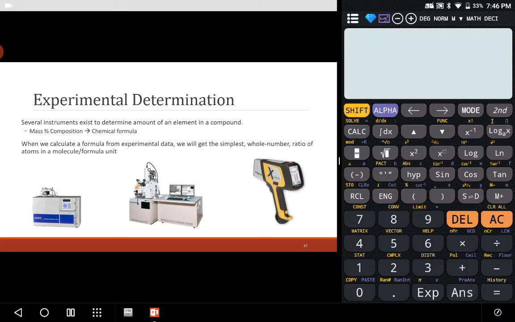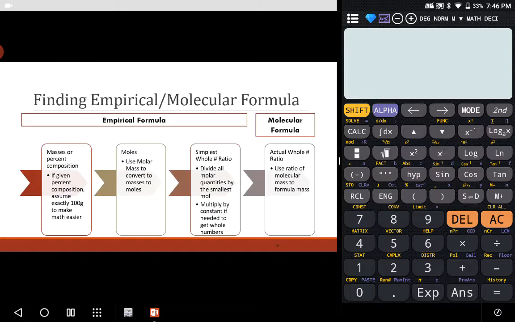From that, we have to backwards calculate what the empirical formula is of the substance that we were analyzing. So in this video, we will learn how to take our mass percent composition or masses, turn that into moles, find the lowest whole number ratio of the elements, and that will give us our empirical formula. In a later video, we will learn how to take our empirical formula and turn it into a molecular formula if we have a molecular compound and we know the molar mass of that compound.